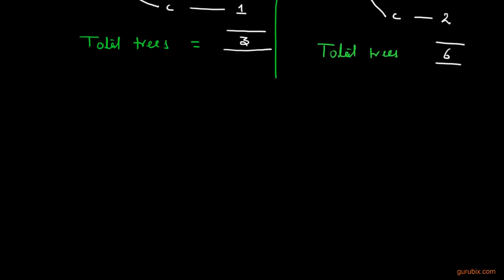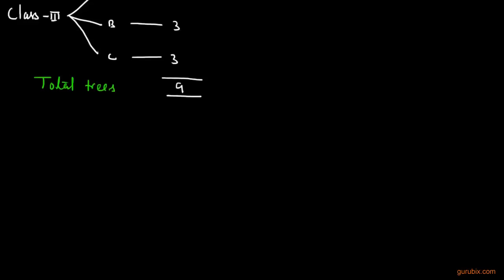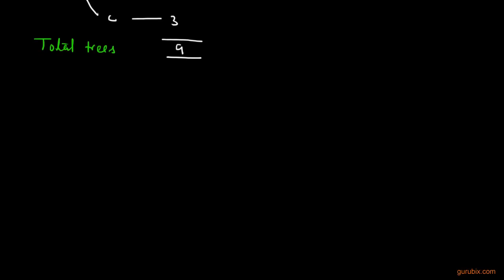Let us take another class, class 3. Class 3 also has 3 sections: section A, B, and section C. Section A will plant 3 trees, section B will plant 3 trees, and section C will plant 3 trees. So these are sections, and the total number of trees is 9. So we have an AP like this.